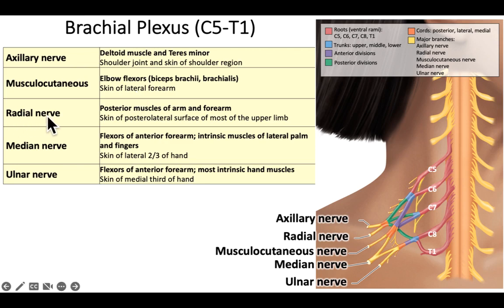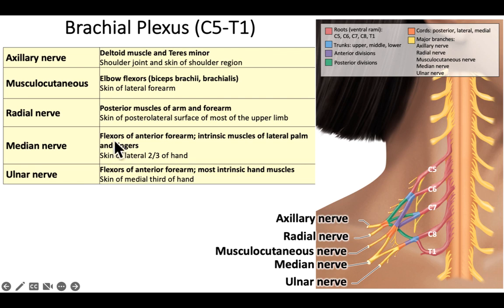The radial nerve basically goes back down the back of your arm. So in the back of your arm, you're going to have muscles in the posterior arm and forearm. Now, most of those muscles, if you recall, are extensor muscles. So in this case, it would be, say, your triceps brachii, right? That's an elbow extensor. And then muscles in the back of your forearm that might extend your wrist. So your extensor carpi muscles. The sensory component is posterolateral surface of most of your upper limb. And we're going to look at some better pictures showing these areas.